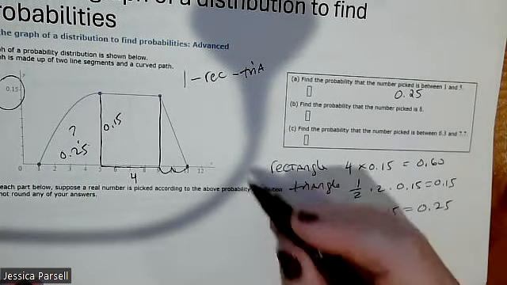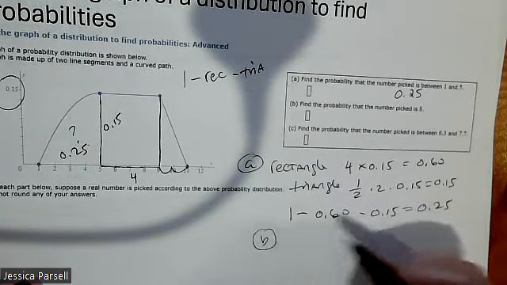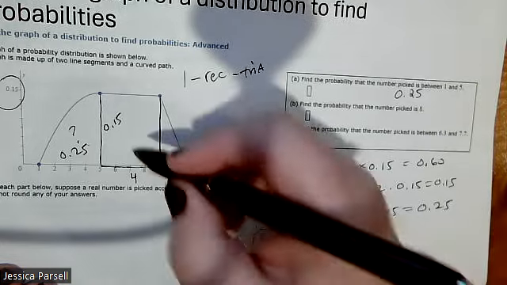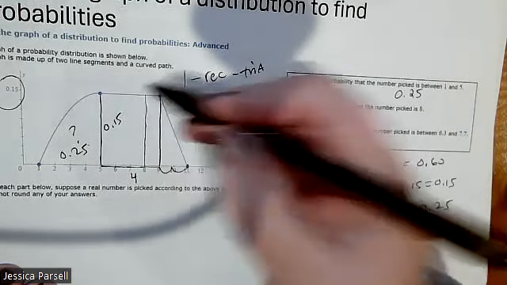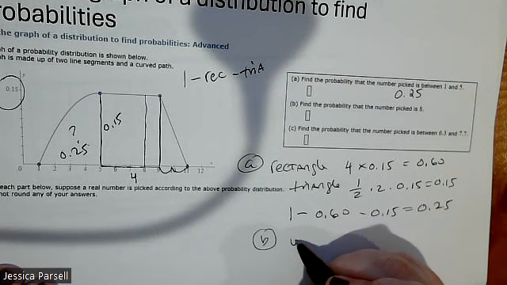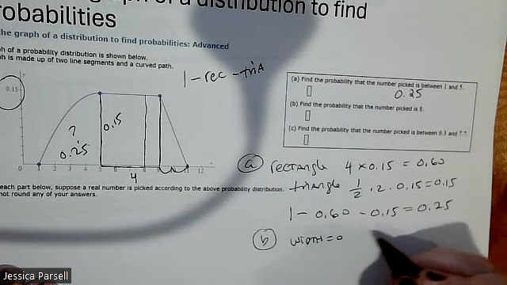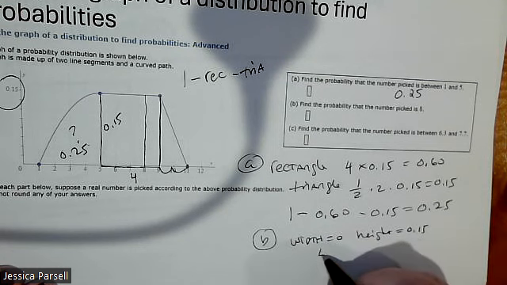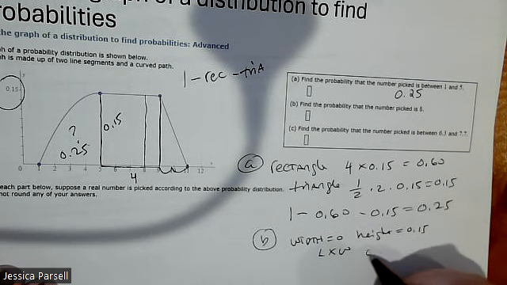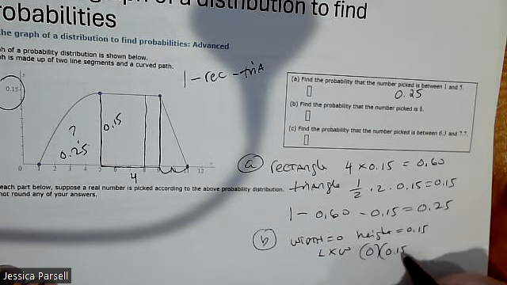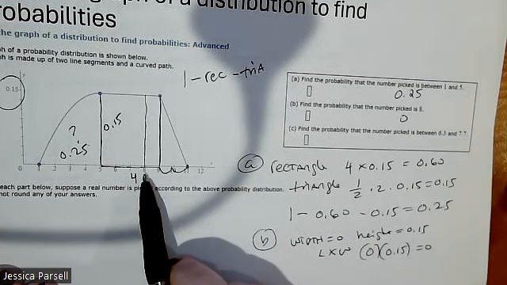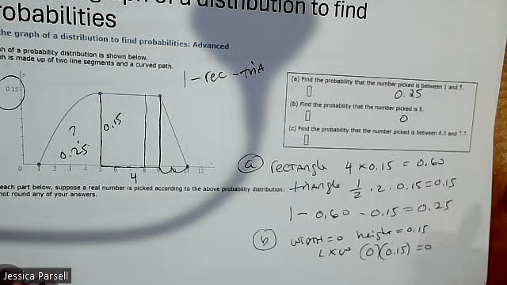Okay, so hopefully you got that for part A. Part B is find the probability that the number picked is 8. Well, here's 8. It's really not a rectangle, so the width is equal to 0. The height is equal to 0.15. Height times width is 0 times 0.15, which is 0. So the probability that you pick 8 exactly in here is going to be 0.